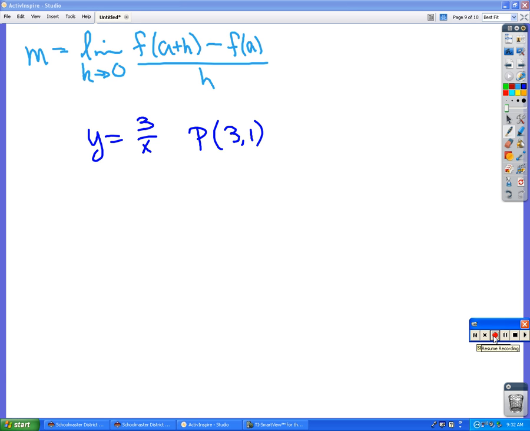All right, so let's solve this using this other definition. So now I want to find the limit as h approaches 0 of, what is my a in this case? 3, because it's the x coordinate of the point. So I'm going to go 3 plus h minus, what is f of 3?